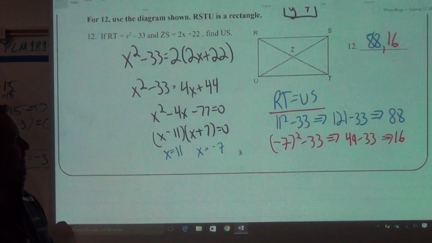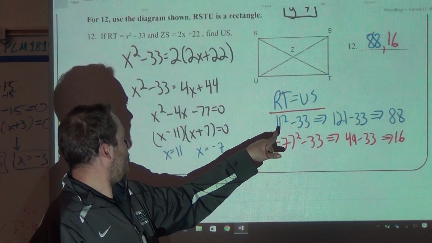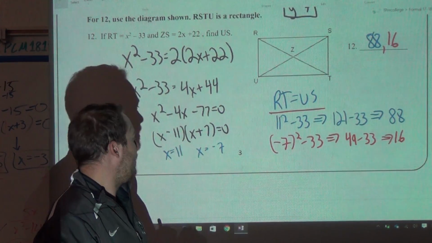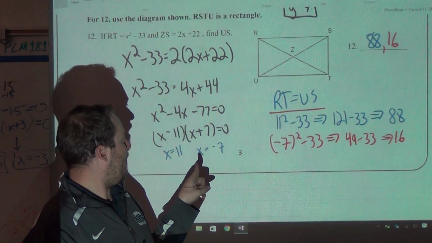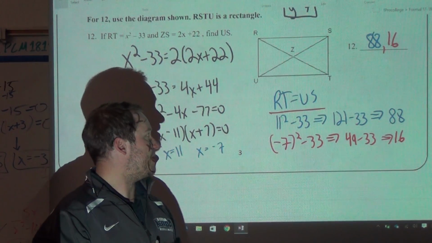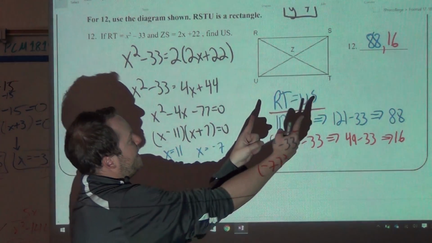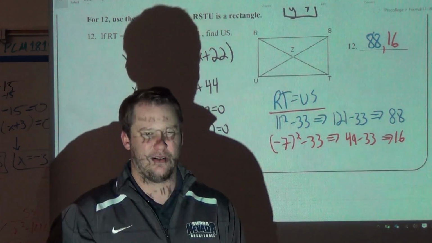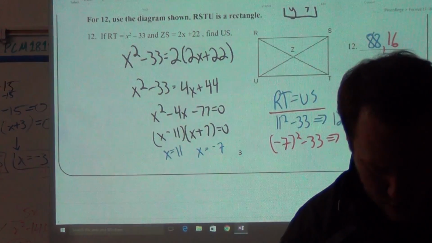Each of these give us answers. If I use that 11 for our solution, we'll get 121 minus 33, which is 88. If we use x is negative 7, we'll get 49 minus 33, which is 16. This comes to us again because in a rectangle, RT and US, the diagonals, are congruent to each other.